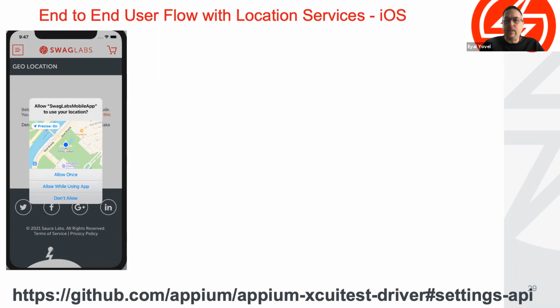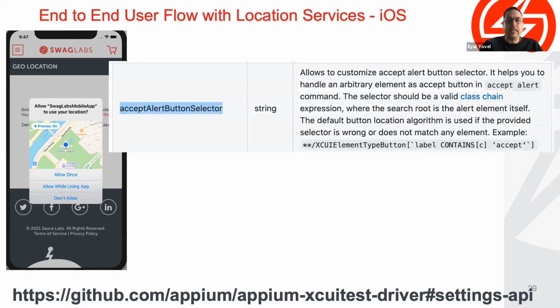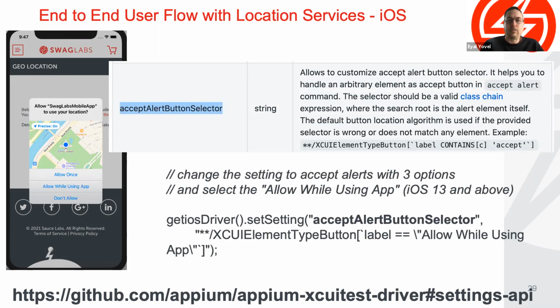So in Appium, we have settings. And in the settings, I have a setting called acceptAlertButtonSelector. Using this setting, I can decide which button will be selected. In this case, I am using allow while using the app. So whenever this alert pops up, Appium will click on allow while using the app for me.